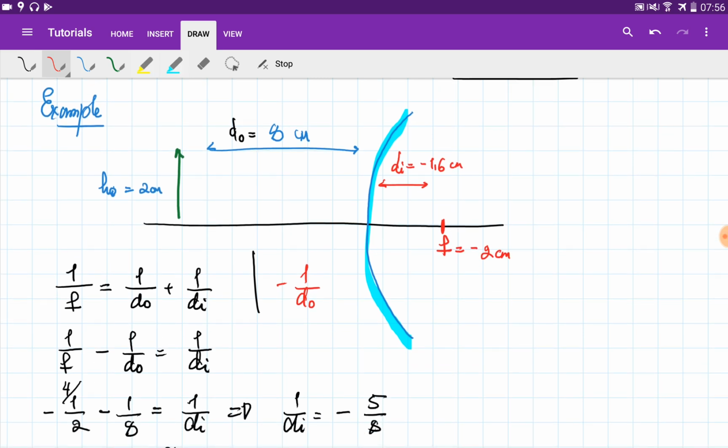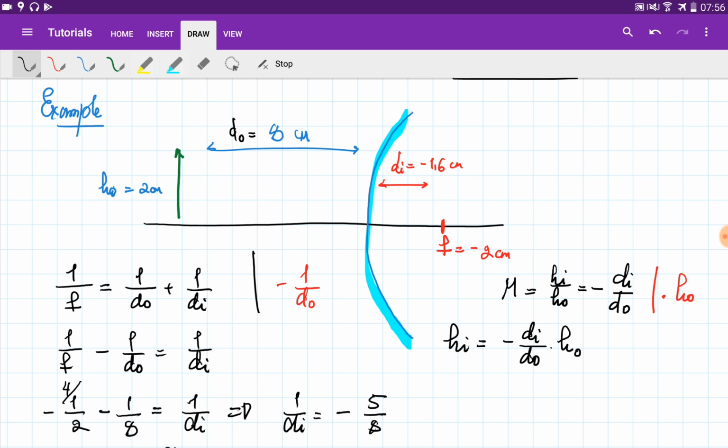So now what we need to do is, I would like to know what is the form of the image, so whether it looks up or down, and what's going to be its height. In order to do this, we need to use the second equation, the equation of the linear magnification, which tells us that the height of the image over the height of the object is equal to minus the distance between the image and the mirror over the distance between the object and the mirror. So we're going to multiply again both of the sides by ho, which allows us to find hi. So hi is going to be equal to minus di over do multiplied by ho, which is equal to minus minus 8 over 5, divided by the distance to the object, 8, multiplied by the height of the object, which is 2, right?